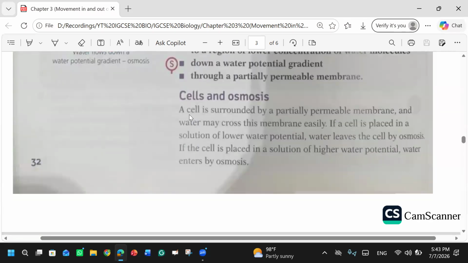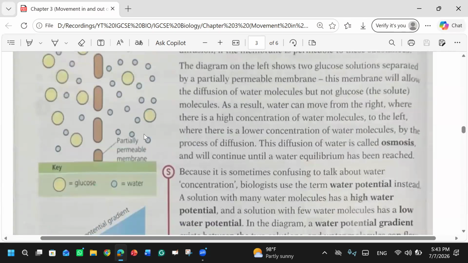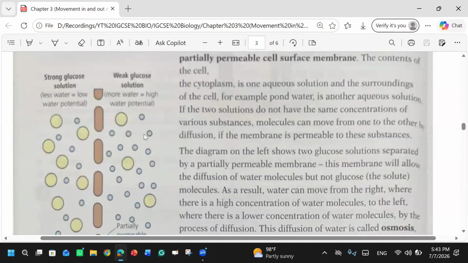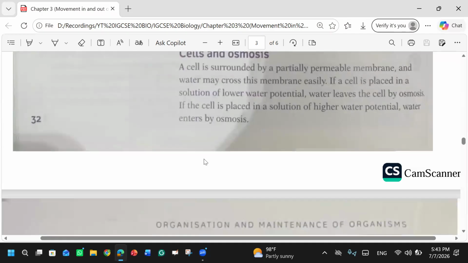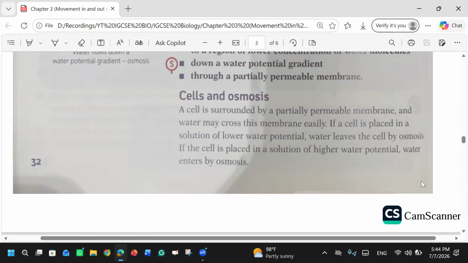Now, this transportation will go on until equilibrium is reached. Yes, this movement will occur until the equilibrium is reached. Okay, then we have cells and osmosis.